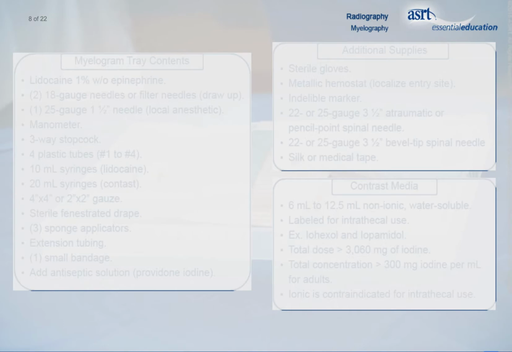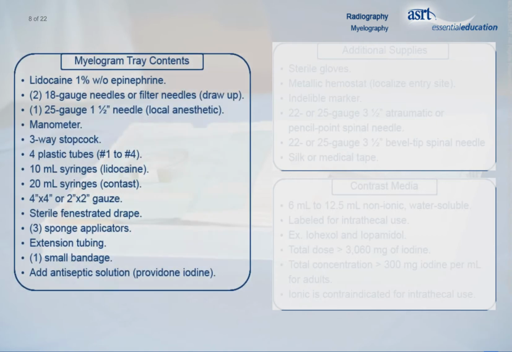Most of the equipment required for the procedure is included on the lumbar puncture or myelogram tray, though the contents of the tray may vary slightly by vendor and facility standardization. The equipment includes lidocaine 1% without epinephrine, 2 18-gauge needles or 18-gauge filter needles, which are used to draw up lidocaine and contrast, and 1 25-gauge 1.5-inch needle for local infiltration.